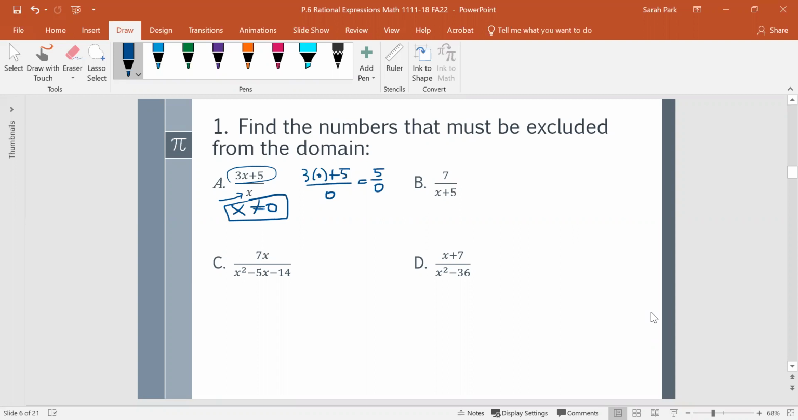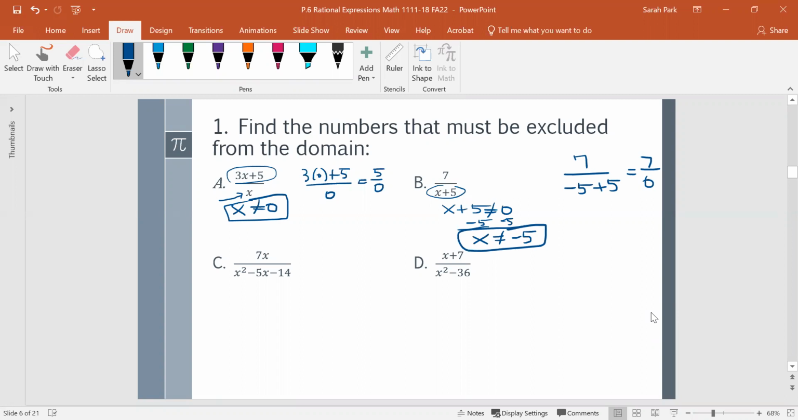Let's take a look at B. The numbers to exclude from 7 over x plus 5. Think about what will make x plus 5 be 0. We don't want x plus 5 equaling 0. If we subtract 5 from both sides, we have that x can't equal -5. You can plug it in to check it yourself. If we plug -5 in for x, we get -5 plus 5, which gives us 7 over 0, which we can't have. So the number to exclude from the second expression is -5.